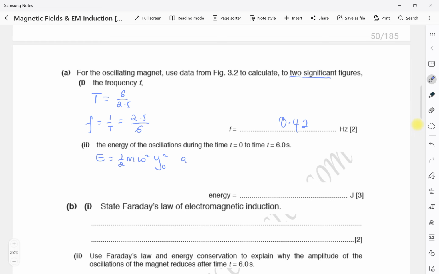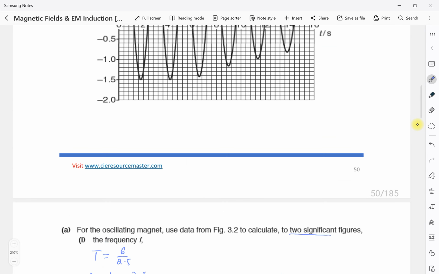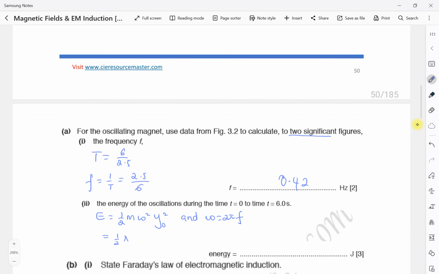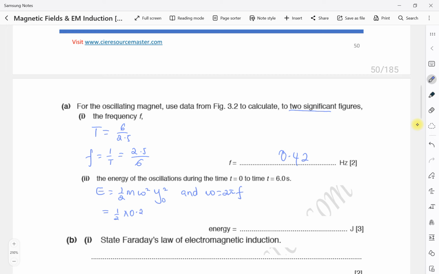But you also know that omega is actually 2 pi f. Omega is 2 pi f, and f is 2.5 over 6. So I'm just now going to substitute. Energy is going to be equal to half times the mass. The mass was 250 grams, which is 0.25. Where there is omega, I'm going to put the exact value of frequency, which is 2.5 divided by 6, but this should be squared. But omega is 2 pi f. Sorry, I need to add 2 pi f here.